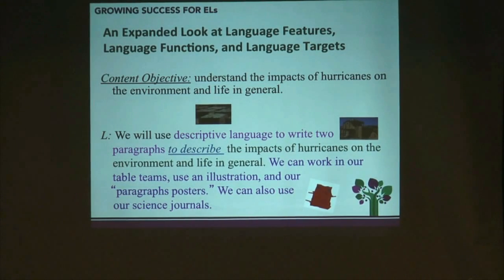We can work in table teams. We can have drawings or an illustration. We have paragraph posters. That's like an anchor chart. And we can use our science journals where we kept all of our stuff from Monday and Tuesday. So do you see how this progresses? Do you see how it stays the same but it changes to expand the kinds of language that the kids are using? You haven't thrown out your content stem.